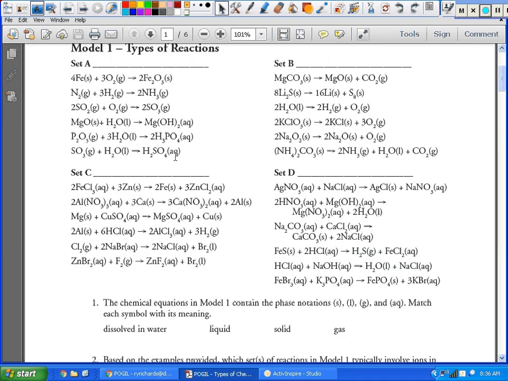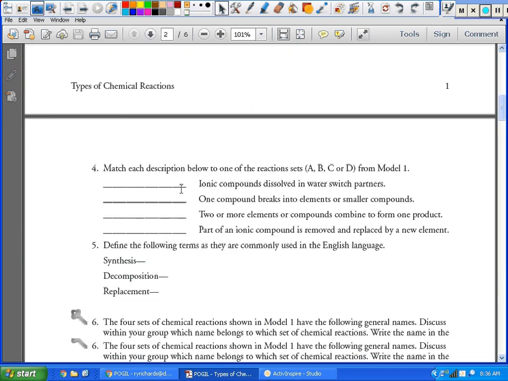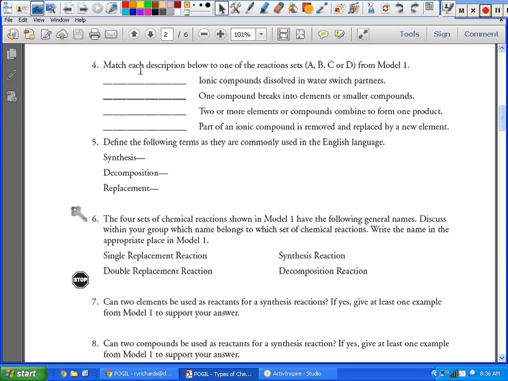Okay. Number 4, match each description below to one of the reaction sets. Ionic compounds dissolved in water switch partners. Okay. One compound breaks into elements or smaller compounds. That should be easy. That's B. 2 or more elements in a compound combine to form one product. That was A. And then part of an ionic compound is removed and replaced by a new element. That was C. All right, so it should be D, B, A, C.